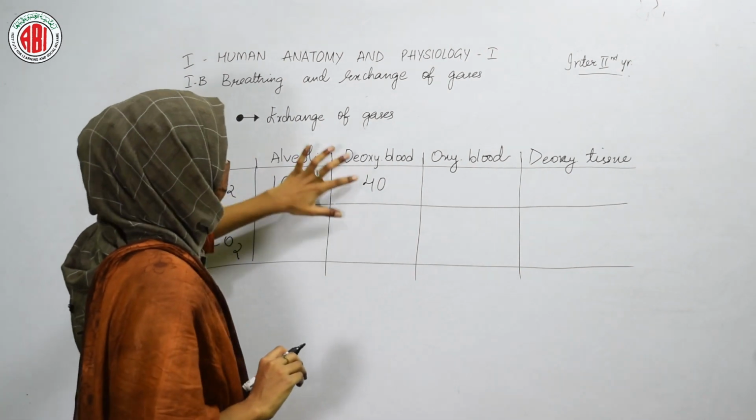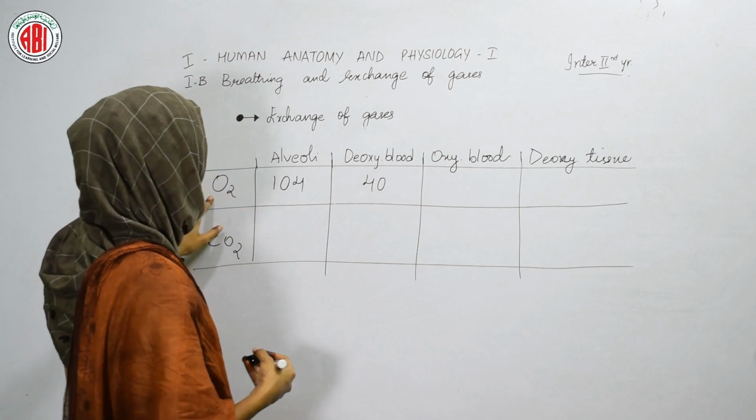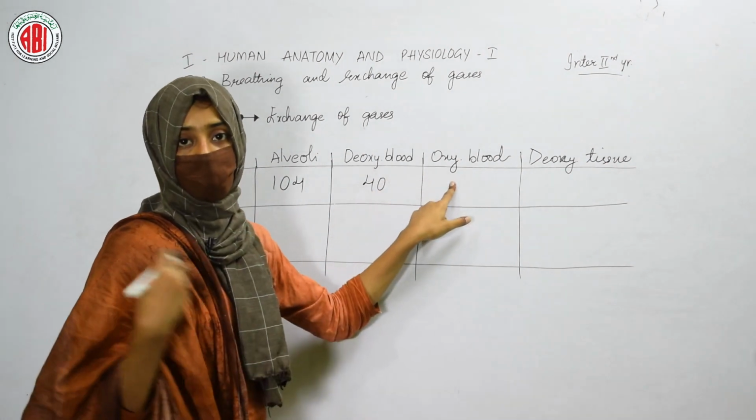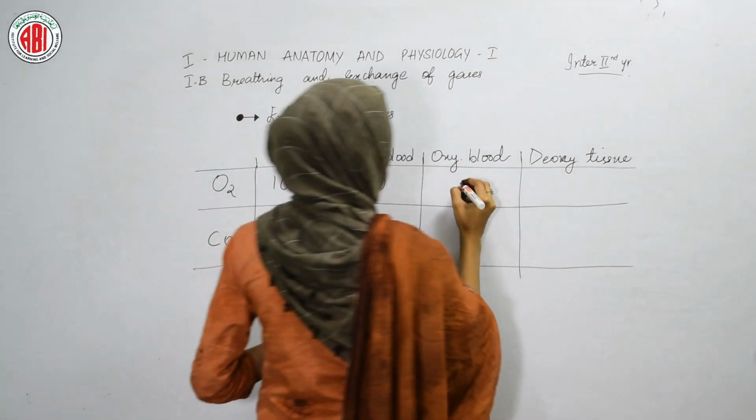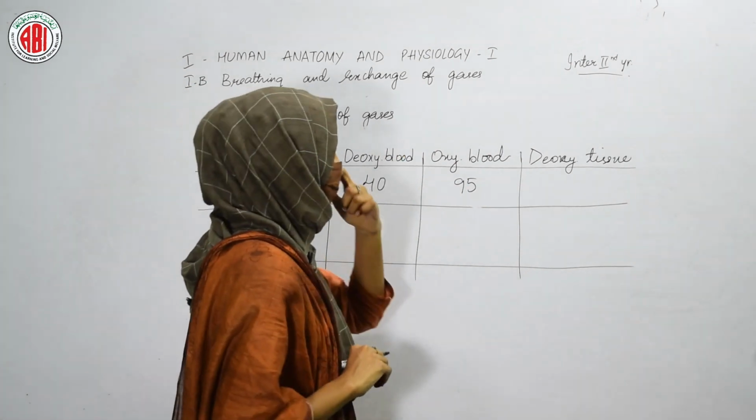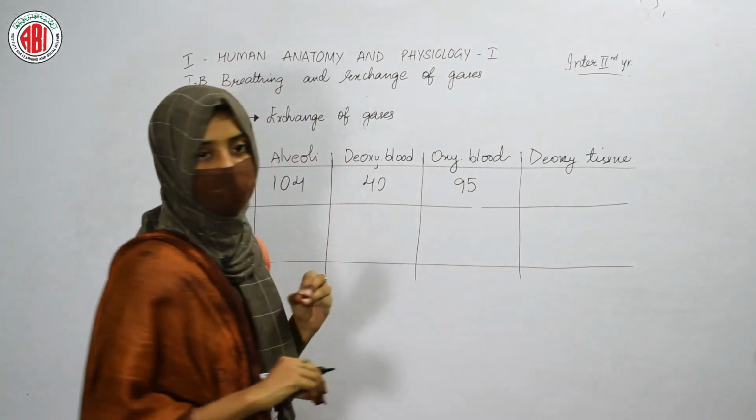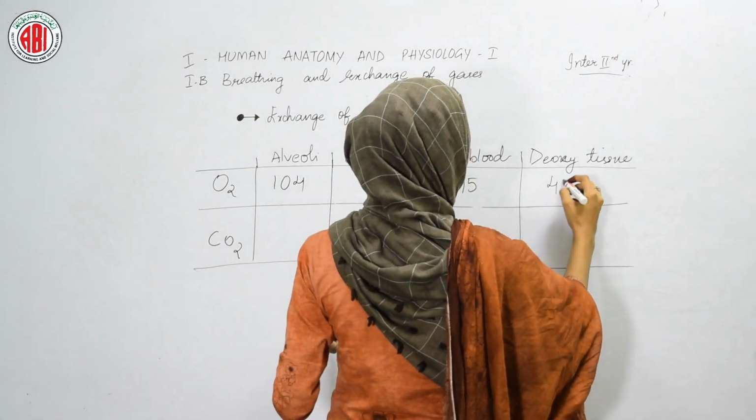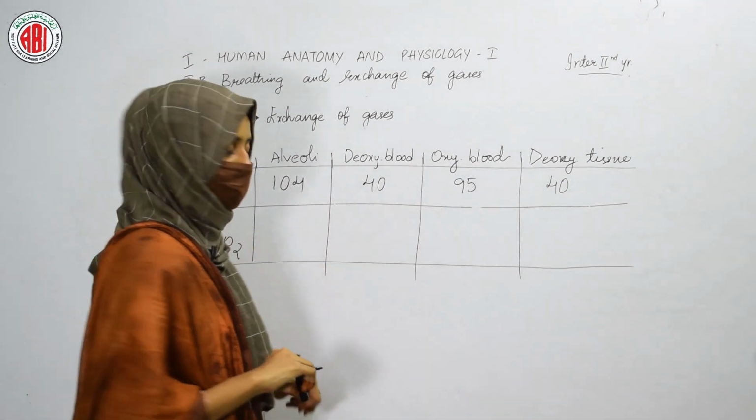So here the oxygen is present in a lesser amount. Therefore, the partial pressure of oxygen is 40 in deoxygenated blood. But when you see the partial pressure of oxygen in oxygenated blood, it will be 95. But again, the oxygen concentration is less in the deoxygenated tissues. So due to the unavailability of oxygen in the deoxygenated tissues, the minimum partial pressure of oxygen, that is 40 mmHg, is found in deoxygenated tissues.